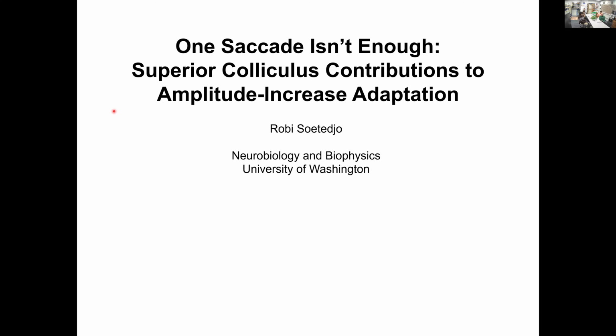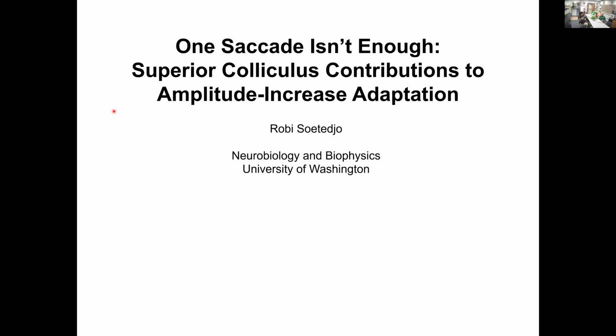So Robi received his MD from Brawijaya University in Indonesia. I'm sorry, I probably screwed up the name. Then he came to the United States, where he studied with Albert Fuchs and Chris Kaneko at University of Washington, receiving a PhD in bioengineering.